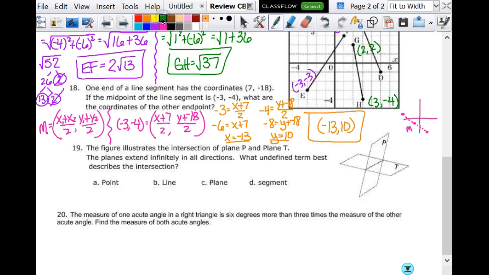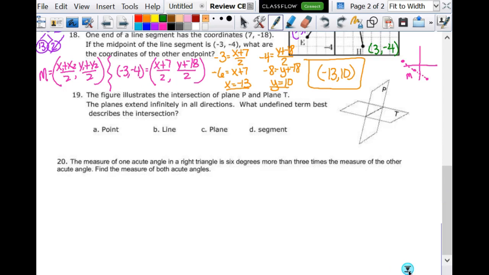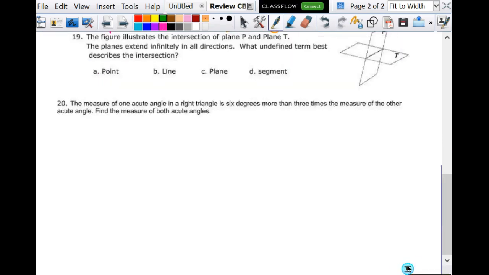All right, so then the figure illustrates the intersection of plane P and plane T. The planes extend infinitely in all directions. What undefined term best describes the intersection? Basically, this is just asking you where do two planes intersect. They intersect at a line.